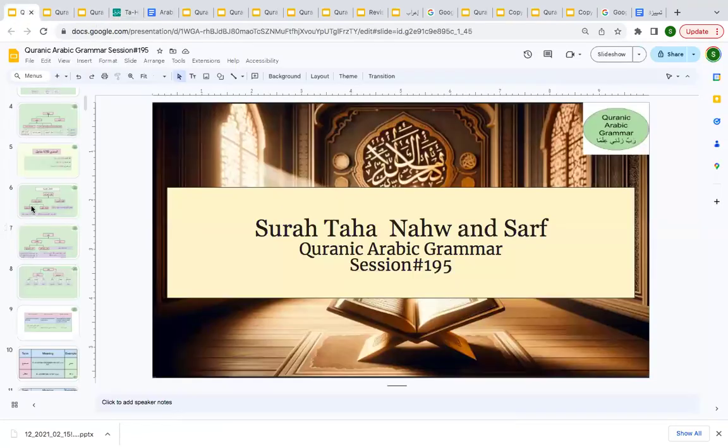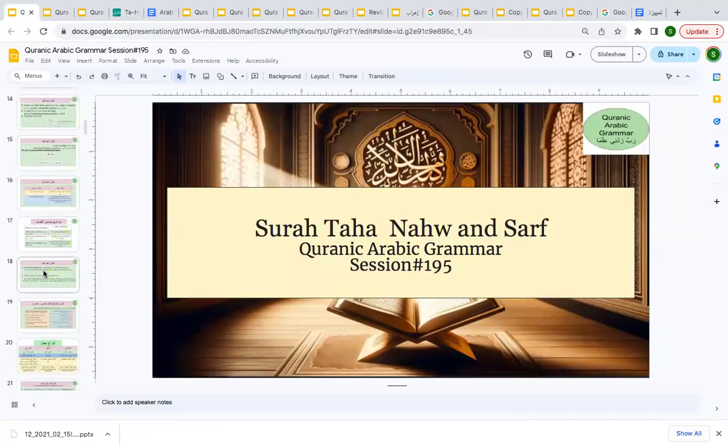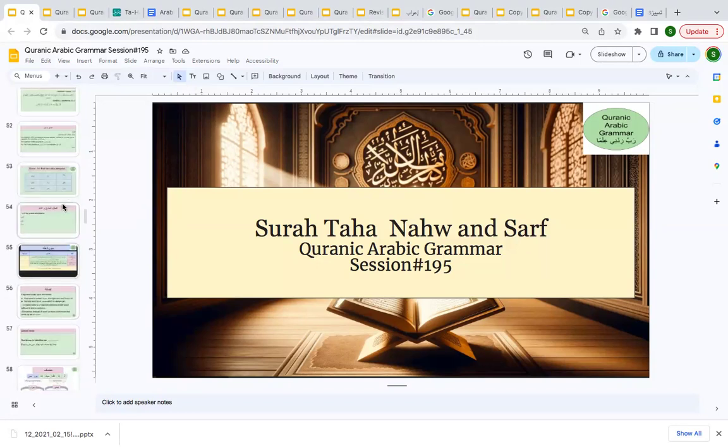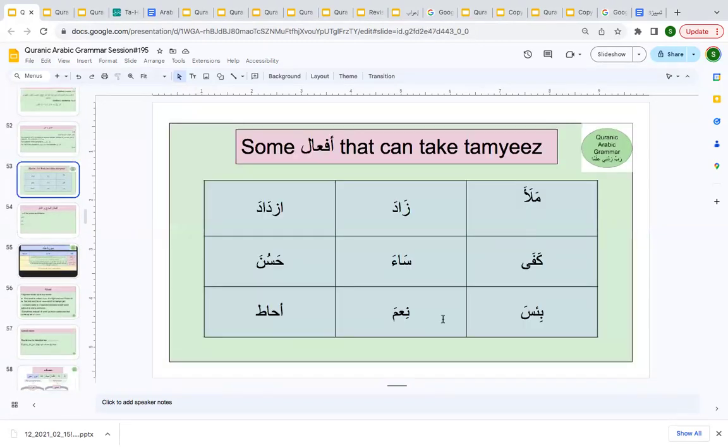And then there are specific words that you are going to see. There are certain kalimat that you are going to see tamyiz with. I have put in your slides those special words that you are expected to see tamyiz with. They can be mala'a, zada, izdada, kafa, sa'a, hasuna, bi'sa, ni'ma, ahata. You may see tamyiz after these words, and there are more kalimat that you can see tamyiz with. But I have given you these 9 just to start with. You can start with them and then build on that, finding more words that take tamyiz.